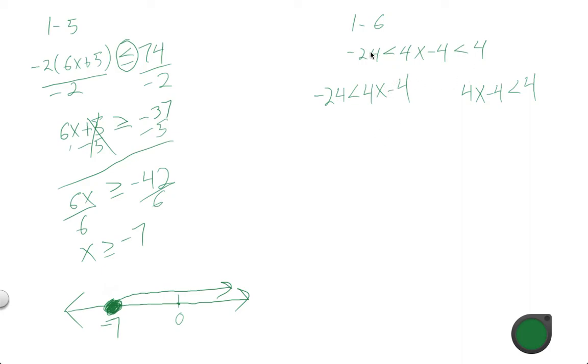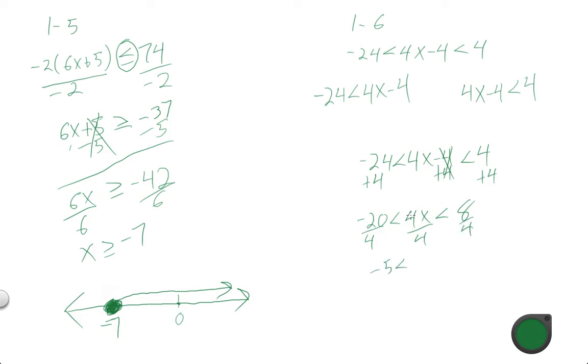You solve them both, and then you graph them. You don't have to do that though. You can also do -24 is less than 4x minus 4 is less than 4, and we're just going to work in the middle, and anything we do to the middle we have to do to both of the sides. So we're going to add 4 to all three sides. Then we have -20 is less than 4x, those cancel, and that is less than 8. And then we're going to divide all three parts by 4, and we end up with -5 is less than x is less than 2.